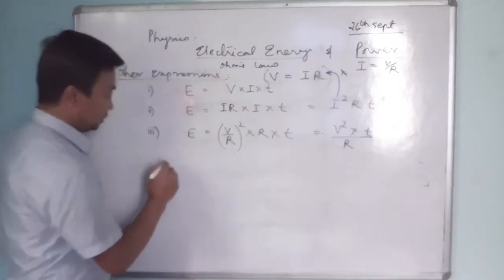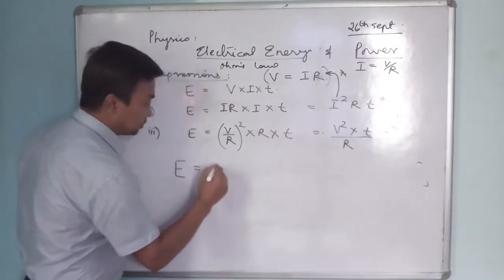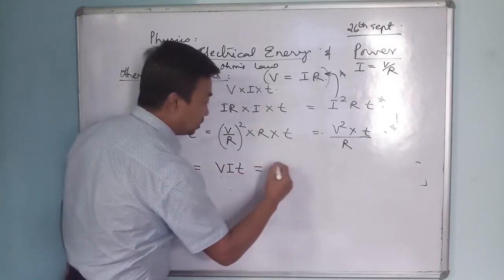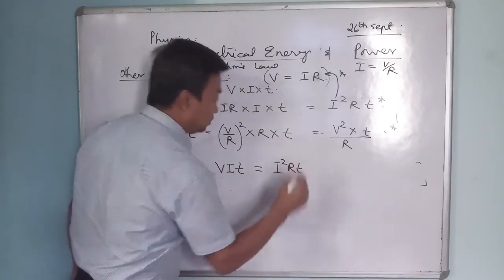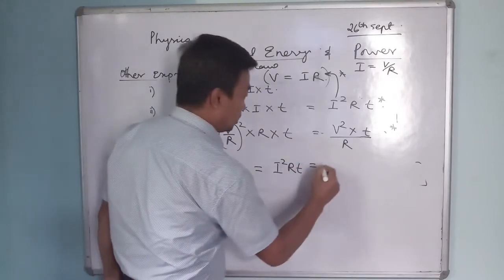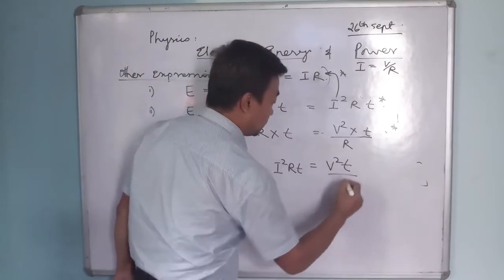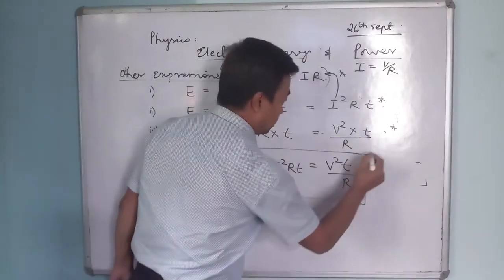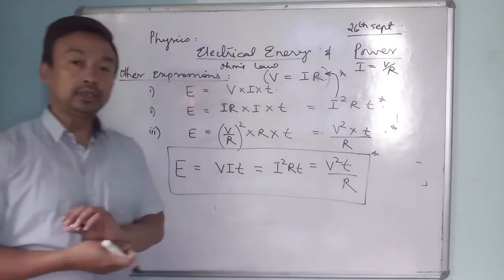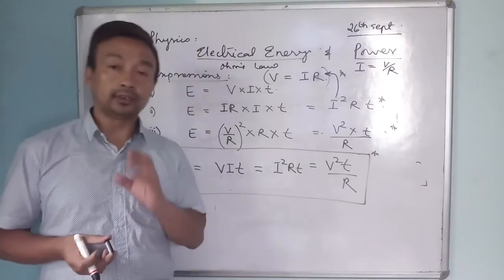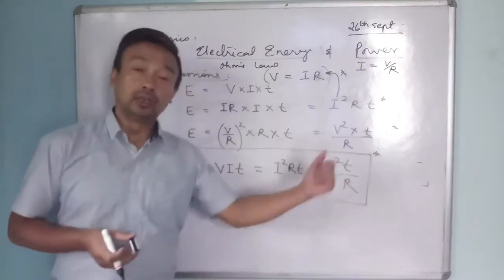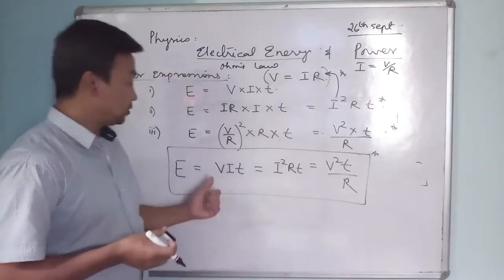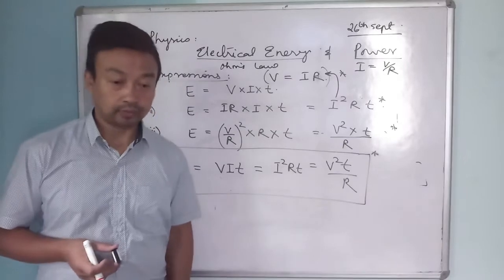So electrical energy basically can be written like this: VIT equals I square R into T equals V square T by R. So these are the three formulas that you have to keep in mind, and remember you will be getting some simple numericals based on these three formulas.